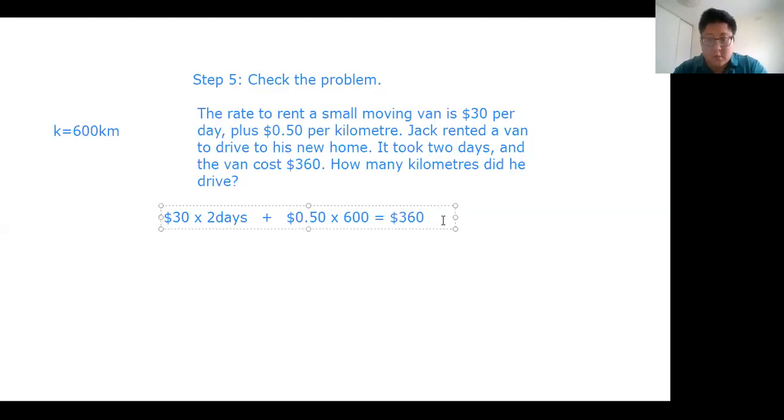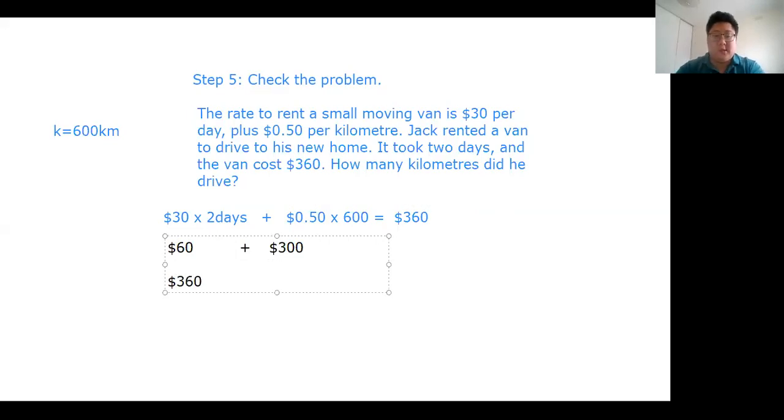So I'm now going to change to black. So to work that out, it's going to give us 30 times 2 is 60, and we're going to plus that, which gives us 300. And then our 300 plus 600 is going to give us 360. Our left-hand side equals our right-hand side, therefore it is correct.